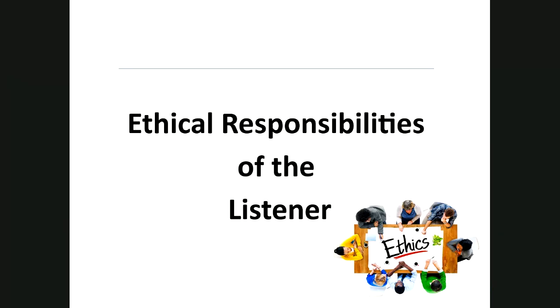Ethical responsibilities of the listener. We just talked about the ethical responsibilities of the speaker previously, so now we're going to talk about the ethical responsibilities of the listener, right? Because communication is a two-way process, and both the listener and the speaker are equally responsible for the communication process being successful.